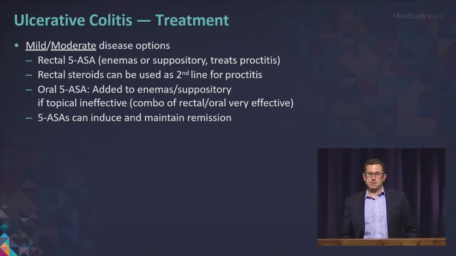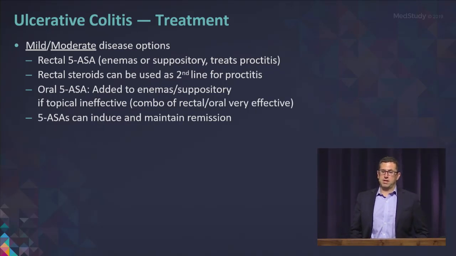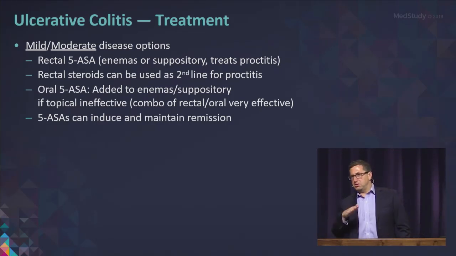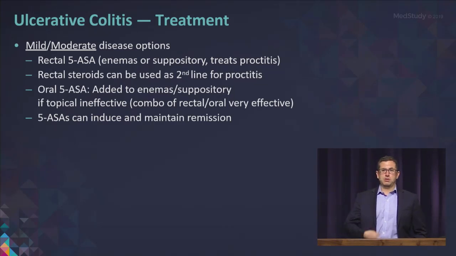For ulcerative colitis treatment, mild to moderate disease treatment options include rectal 5-ASAs. So these could be enemas or suppositories. These are mainly going to treat proctitis. Sometimes you could use rectal steroids as a second line. If the distal disease, like sigmoid and rectal disease, is not really responding to enemas or suppositories, you could add oral mesalamine like Asacol or Lialda, and the combo therapy is actually more effective than either alone. And then obviously if you have more proximal disease, you're going to need an oral agent because the suppositories and enemas are not going to reach proximally.